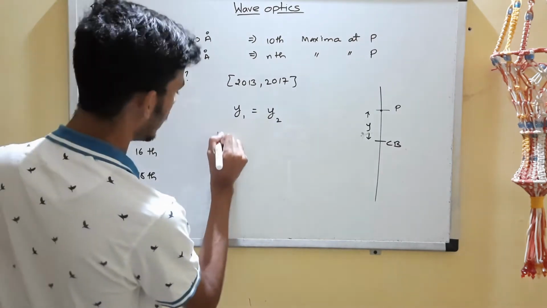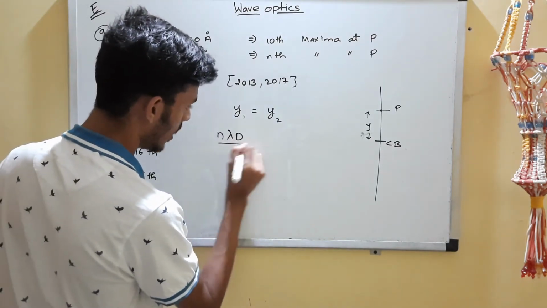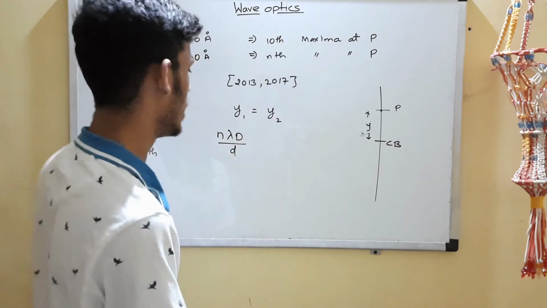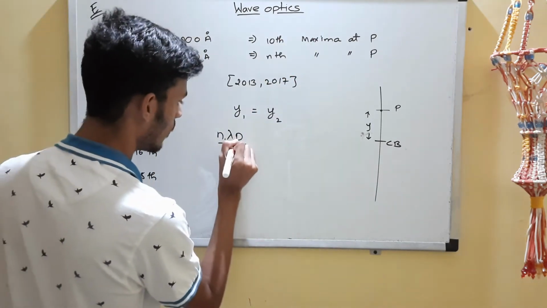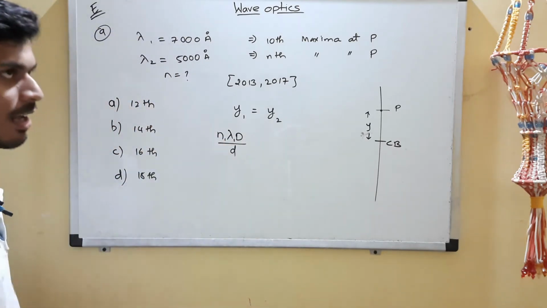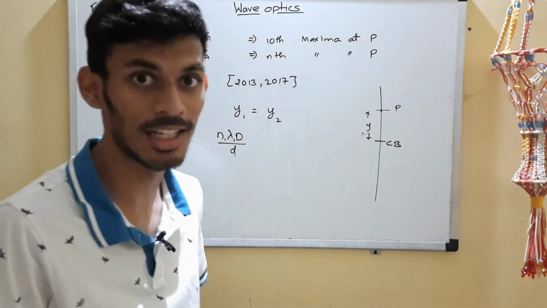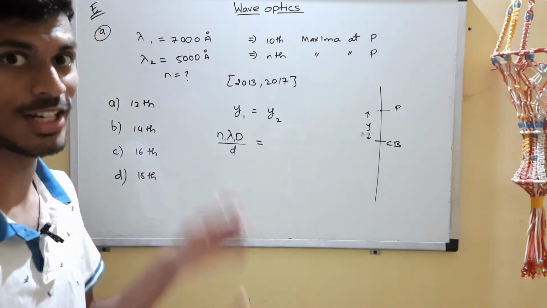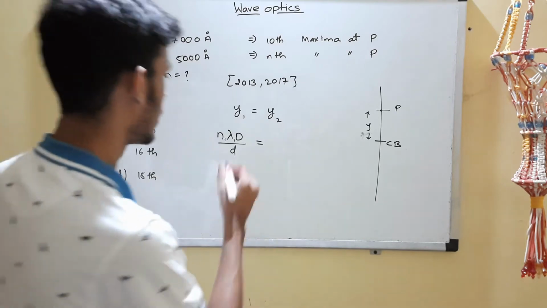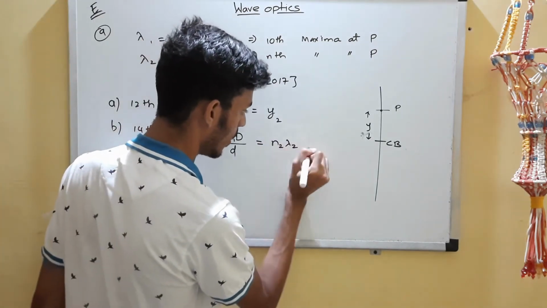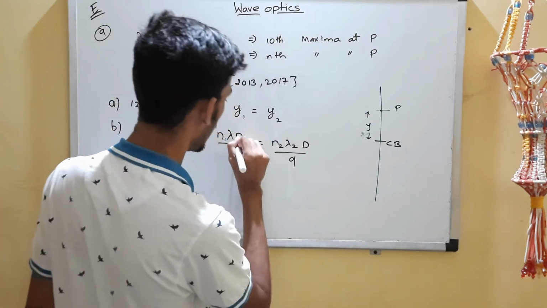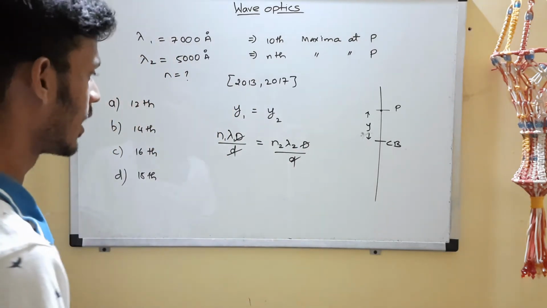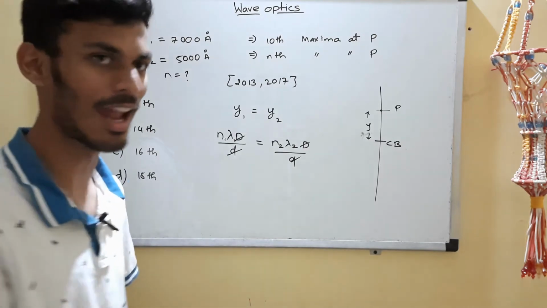Now y1 can be written as n lambda D by d. We are considering maxima, so n lambda capital D by small d. For the first one, it's n1 lambda 1. D and d remain the same; we are not changing the setup. Of course, n will change because the fringe widths are changing and the position is changing. So here we'll have n2 lambda 2 D by d. This will cancel, this will cancel, and you have a classic equation, n1 lambda 1 equals n2 lambda 2.